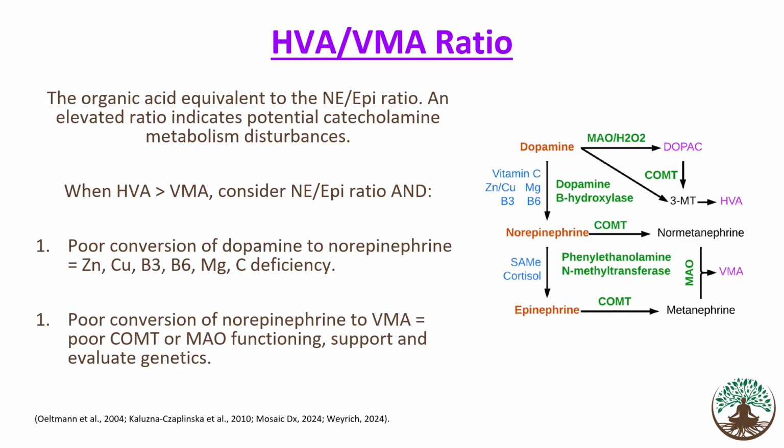The organic acid equivalent to the norepinephrine-epinephrine ratio is the HVA-VMA ratio. Similarly, an elevated ratio is more clinically significant. In addition to considerations on the previous slide, when the HVA-VMA ratio is increased, consider the following. First, there may be poor conversion of dopamine to norepinephrine, indicating a precursor deficiency. As previously discussed, extend this exploration by incorporating gut and dietary evaluation.